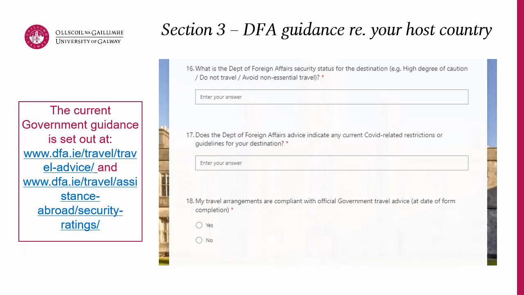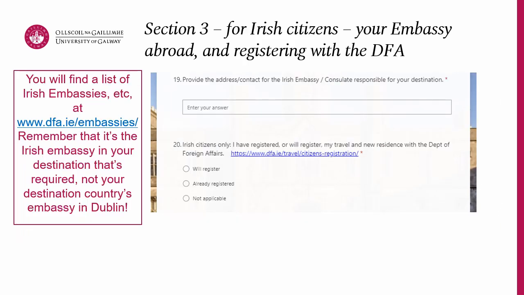It's very important that you consult the web pages shown here to find out what is the Department of Foreign Affairs guidance for your destination, not only in relation to its security status and possible COVID-related restrictions, as per the questions here, but because you will also find lots of useful tips and advice for each country, which you should take the time to read in full, clicking through the various headings such as security, local laws and customs, health, and other information.